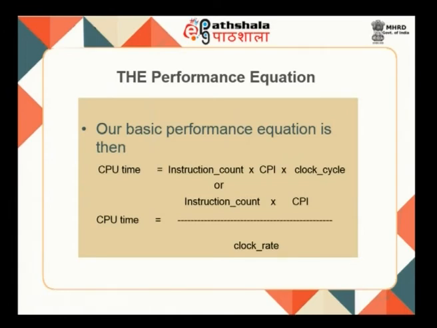So, our basic performance equation can now be defined as CPU time is equal to instruction count into CPI into clock cycle time, or instruction count into CPI divided by the clock rate. This is the fundamental performance equation, and this is a very, very important equation. So, if you have to improve the performance of a computer system, or in turn reduce its execution time, reducing any of these factors will reduce the execution time and hence give rise to an improvement in performance.